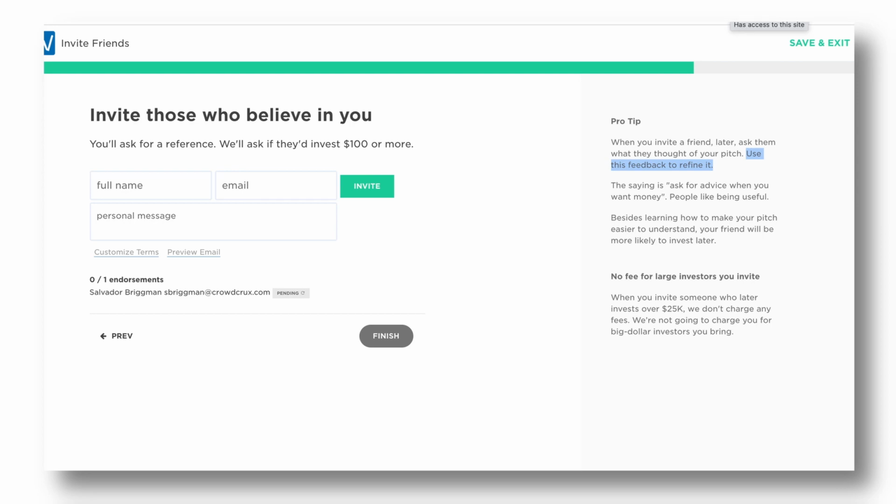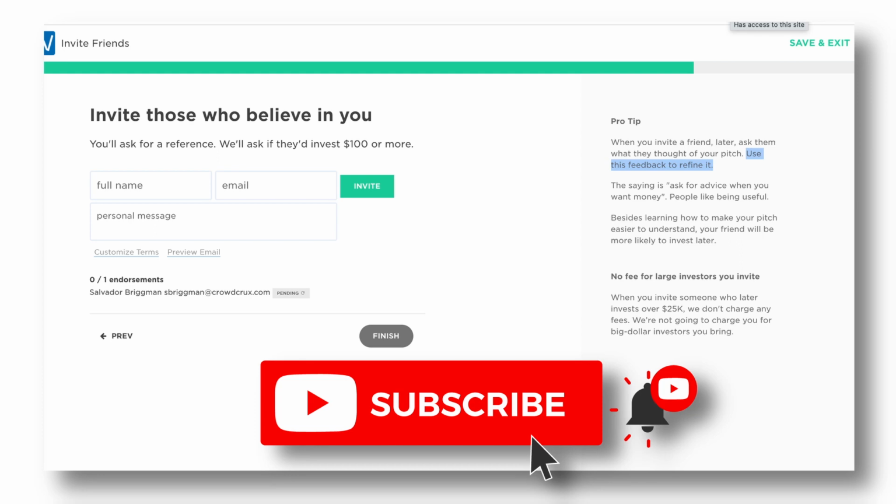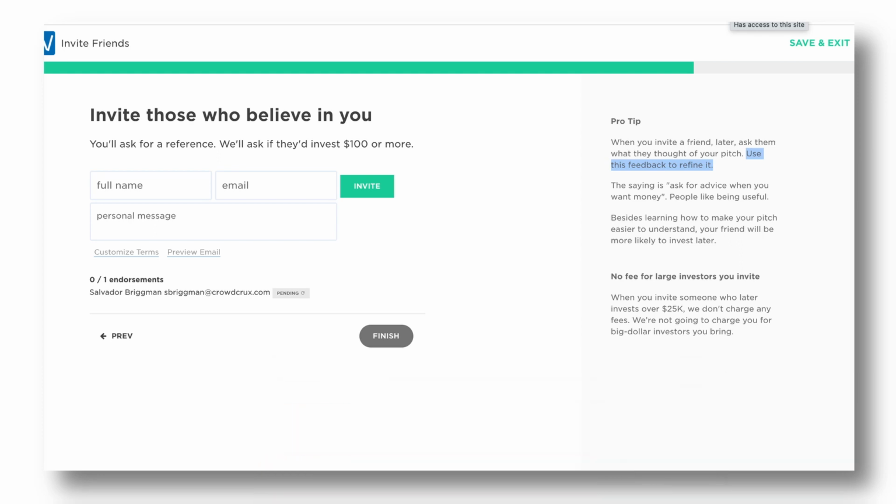So I hope that you took this lesson away, that it's important to prime the pump ahead of time and make sure that you're sending out your invites, so that if people do invest more than 25K, you're not charged for that, and this tool becomes useful for you.